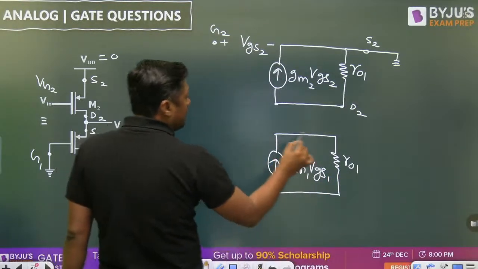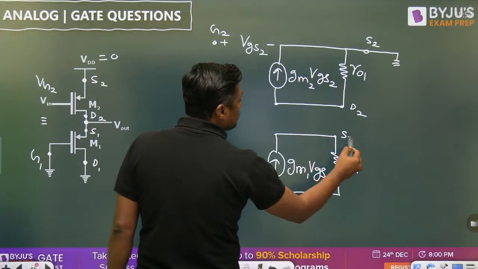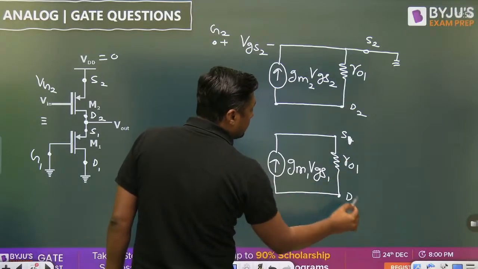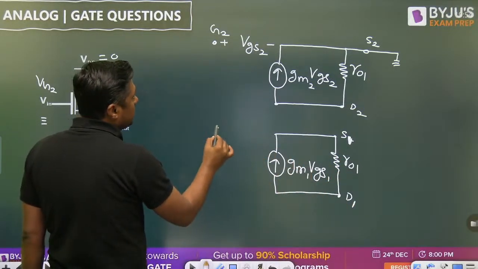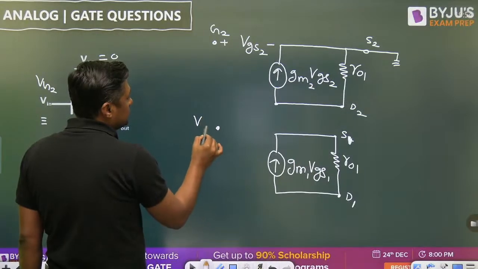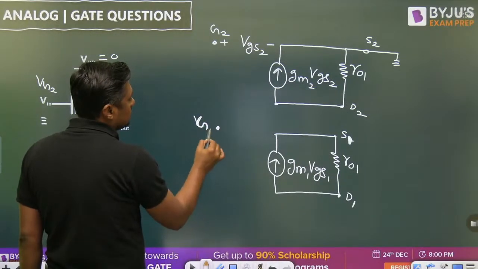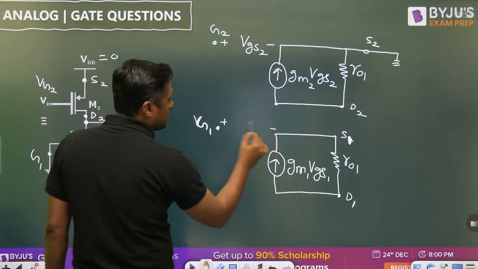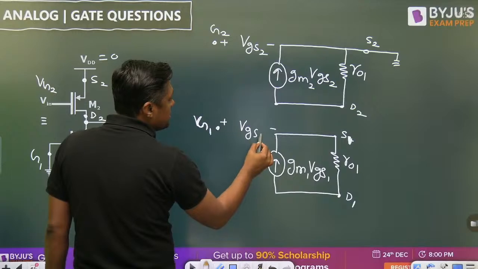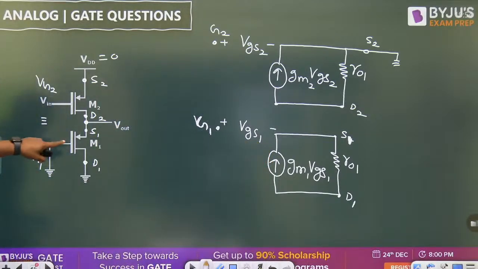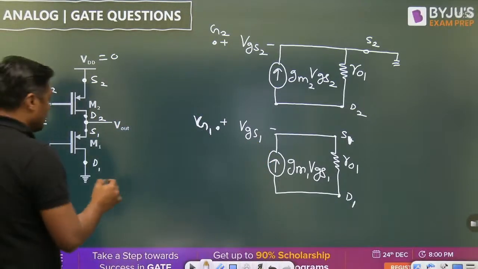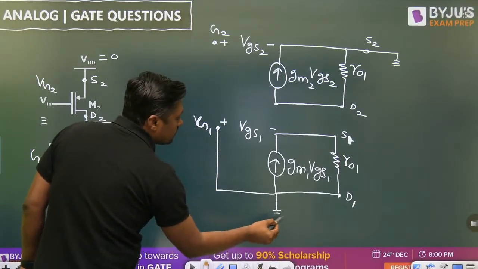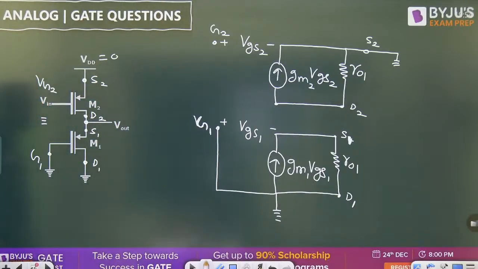Remember, this is the source terminal S2. This is the drain terminal D1, sorry, and this is the gate terminal G1, right? Now, remember this voltage, this is important, VGS1. Now, what about this gate? This gate is connected to ground. What about this drain? The drain is connected to ground. Drain and gate are connected to ground.